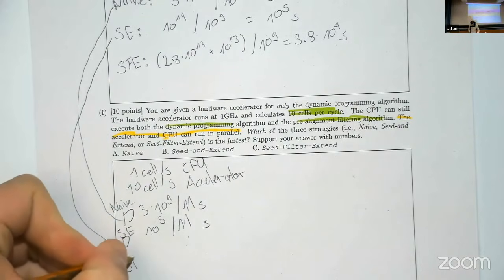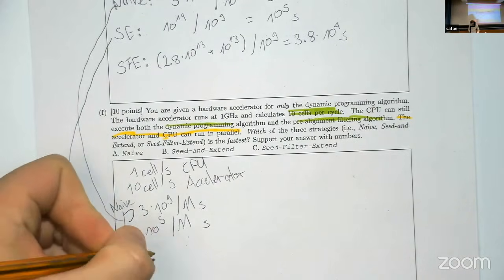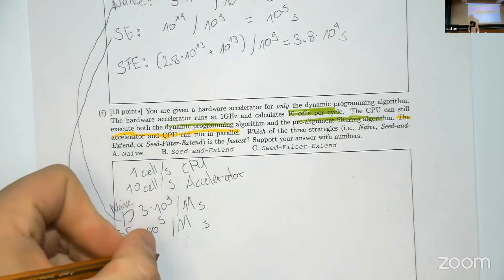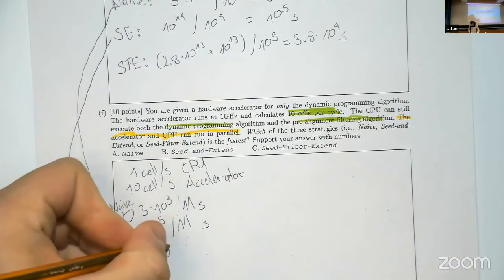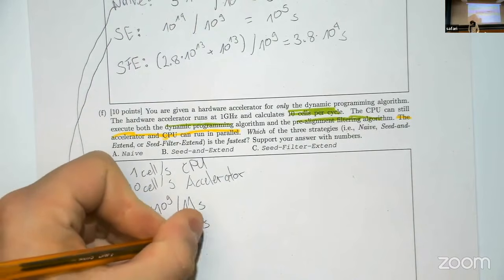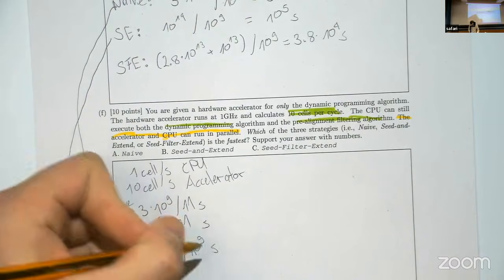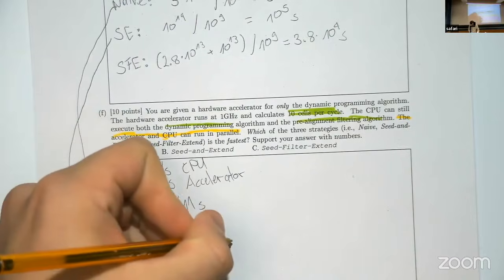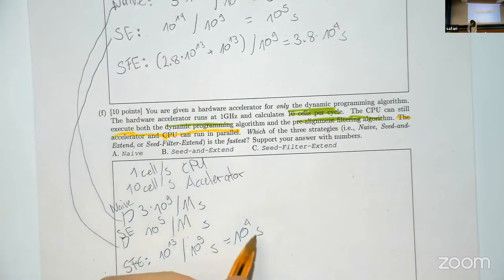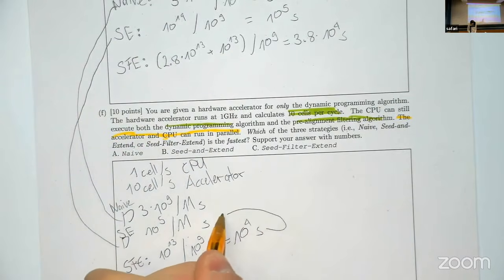For the SFE, that's at least, right? You have other runtime also for doing the dynamic programming, but for the filtering alone, it's 10 to the 13 divided by 10 to the 9 seconds. That's 4 seconds already, which is already more than over here. Yeah, 10 to the 4 is more than 10 to the 5 divided by 11.